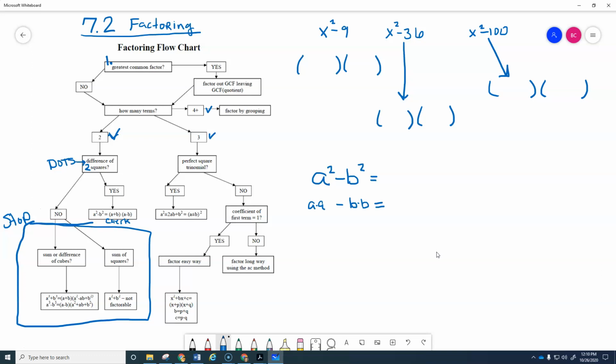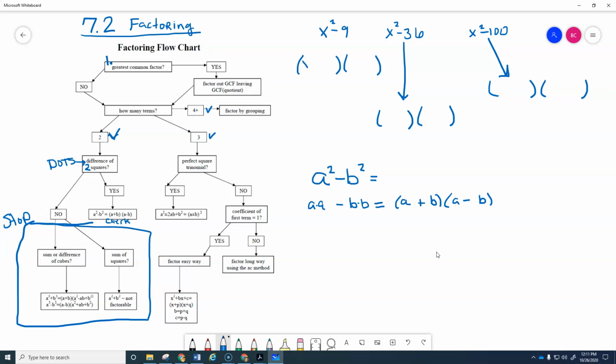The way you factor that is, if you have an a squared, the root of a squared is a. Put an a in one parentheses and an a in the other parentheses. Then the root of b squared is b, so put the root here. Then you put a plus sign in one and a minus sign in the other, because you have to have a positive times a negative to get a negative b squared. So a positive b times a negative b. So that's how they factor.